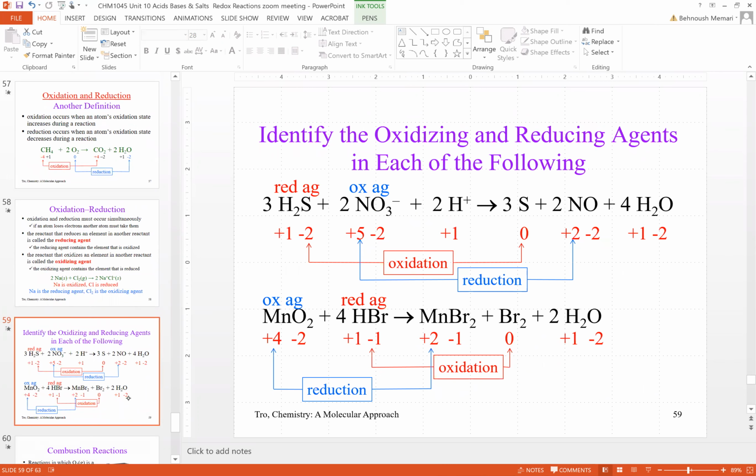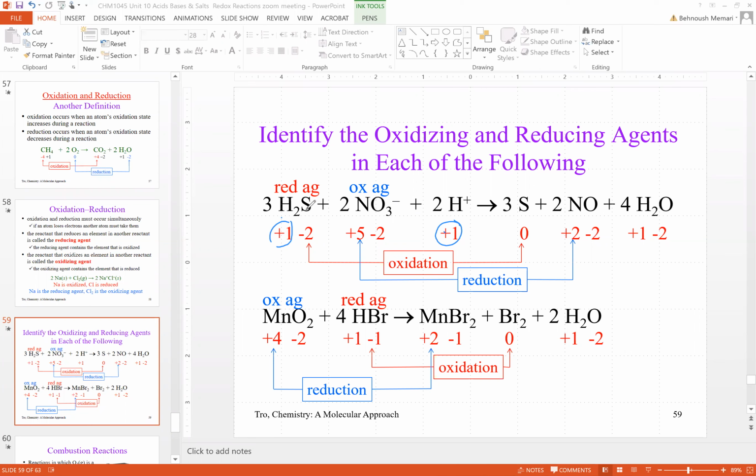Here's an example to determine what is being oxidized, what is being reduced, and what is defined as the reducing agent or oxidizing agent. First, we want to find out which one is being oxidized. Let's take a closer look at this. Is hydrogen being oxidized or reduced? In order to find out, you find the oxidation number of hydrogen on the reactant side, then you find the oxidation number of hydrogen on the product side. There is no change, so it's neither.